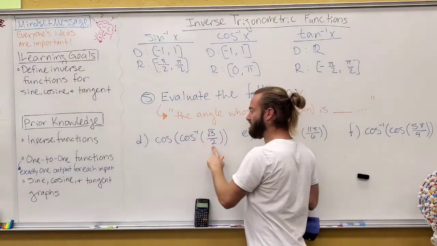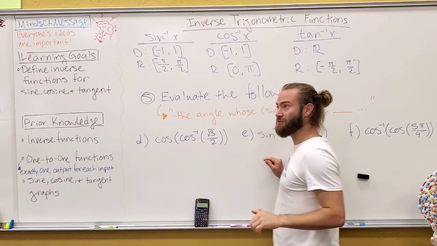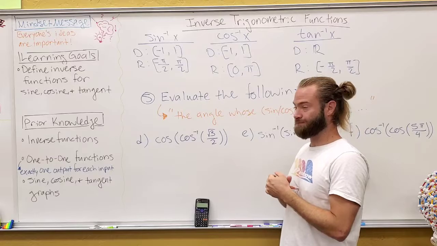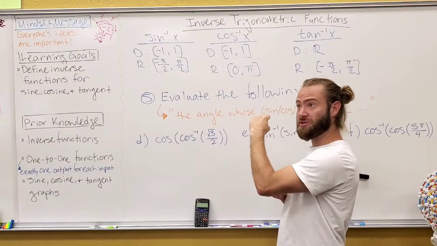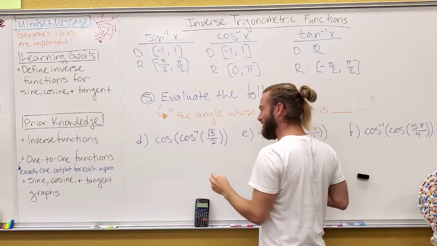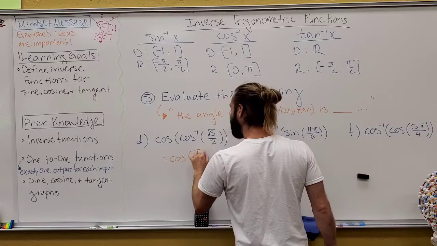The cosine inverse of root 3 over 2, remember that's just asking what angle has a cosine of root 3 over 2. Well, if we think about cosine being root 3 over 2, that's going to be, looking on your unit circle, pi over 6. I'm going to work in radians to finish these examples off. So what this becomes is the cosine of pi over 6. Am I right?